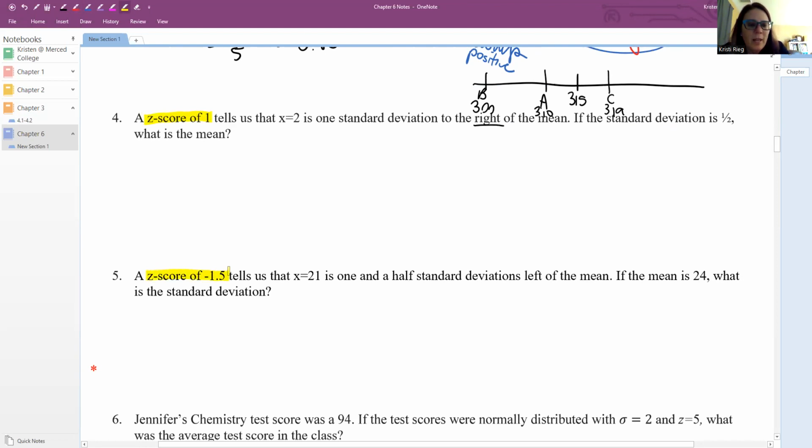Okay, so it says, what is the mean? What is the standard deviation? So we're going to use the same formula, but now a little more algebra is going to be required, whereas on all the previous problems, you could literally just dump it in your calculator and you'll get the answer.